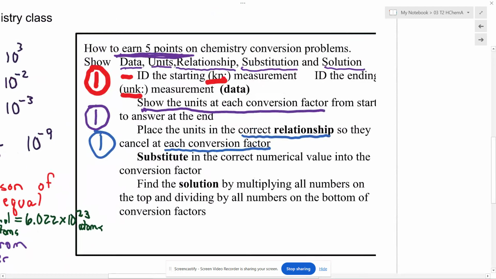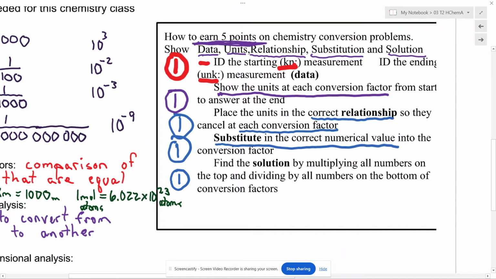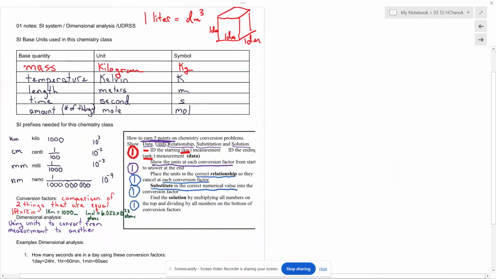The fourth point is for substituting in the correct numerical value into the conversion factor. And the last point is to calculate the correct answer. The good news here is if you miscalculate an answer, something goes wrong when you're putting the buttons in, you get in a really big hurry, you can still get 4 out of 5 points for showing your work, even though the answer may not be the right answer.